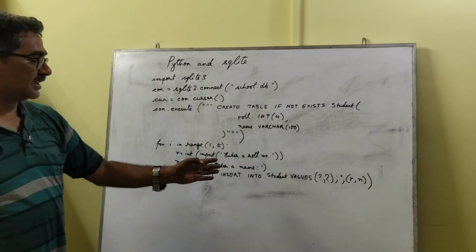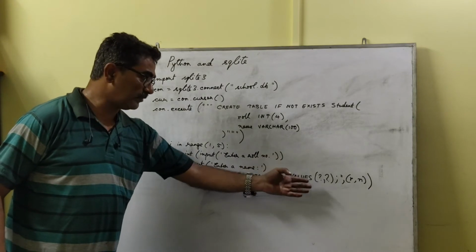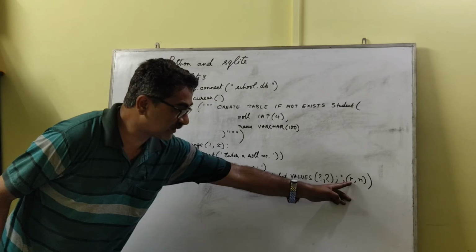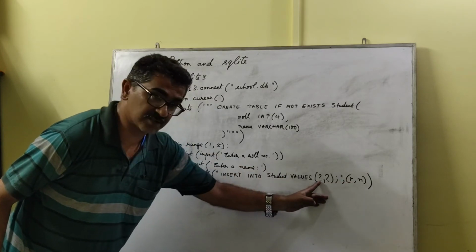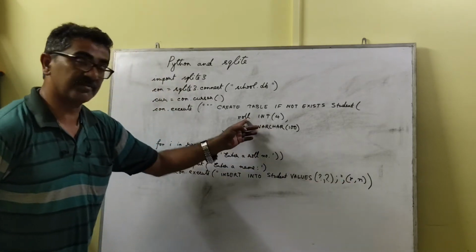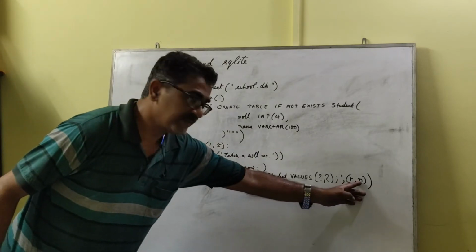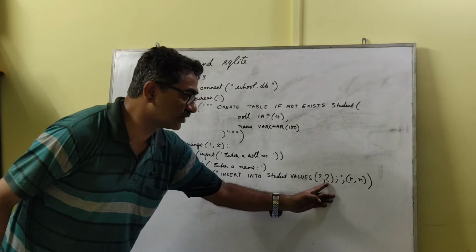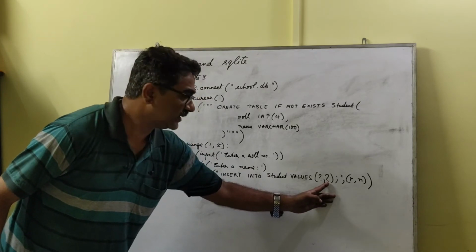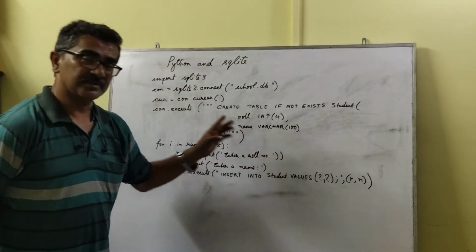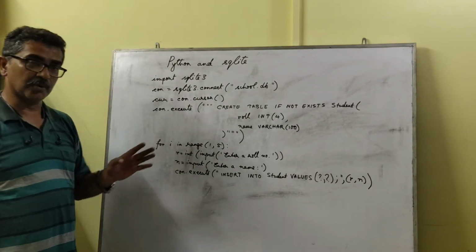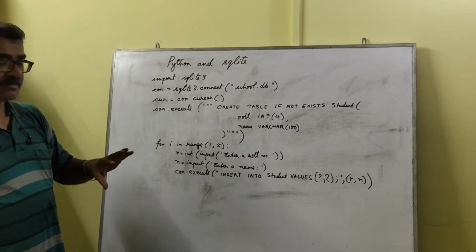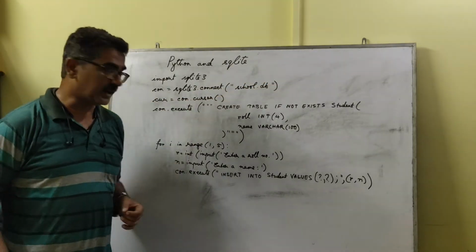So this is how we insert the values, that is roll number and name, into the table named student. The first value inside the tuple, that is R, will get inserted into the first question mark, that is the first roll number. The second element of the tuple, that is N, which contains the name of the student, will get inserted into the second question mark. This process will continue 4 times, and naturally 4 records, or 4 roll numbers and names, will get inserted into the table named student.